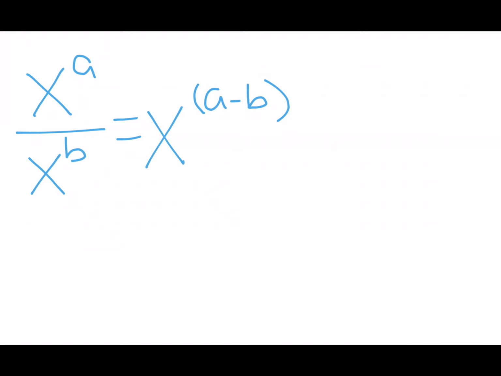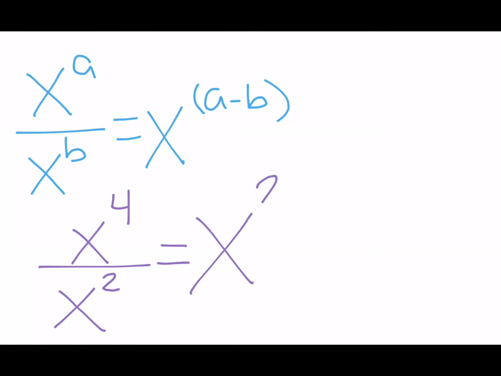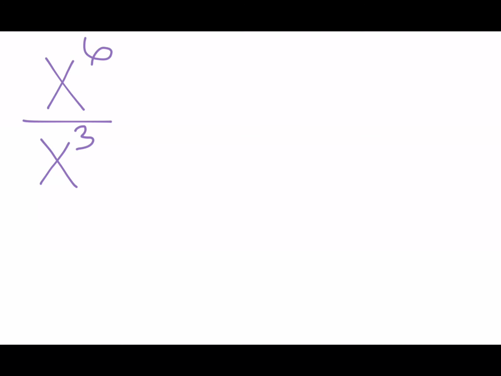Alright, we have x to the a divided by x to the b. And when we have this rule, we subtract the exponents. So here's our example. So we have x to the 4th divided by x squared. So 4 minus 2 gives us 2. So we have x squared as our final answer. Go ahead and try this example. You should have gotten x cubed. 6 minus 3 gives you 3.